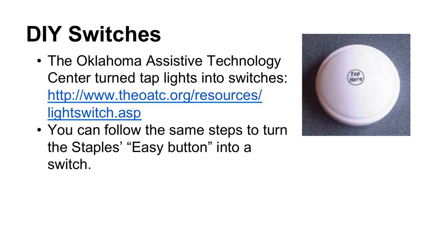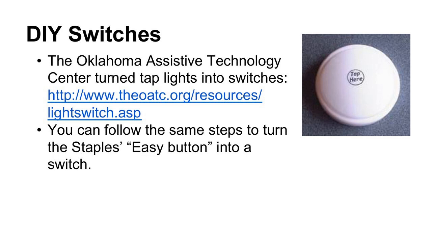And so you can make some of your own DIY switches. I gave an example here. The Oklahoma Assistive Technology Center turned those cheap closet tap lights that run by battery power into switches. So I gave you a link for how they did that if you want to make your own, because sometimes buying all the switches gets pretty expensive for the home or for the classroom.